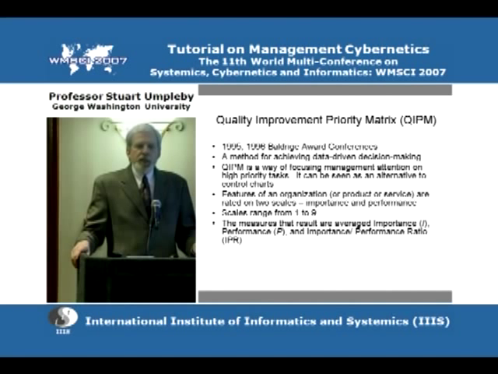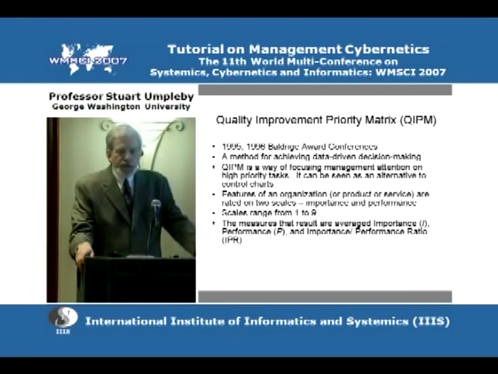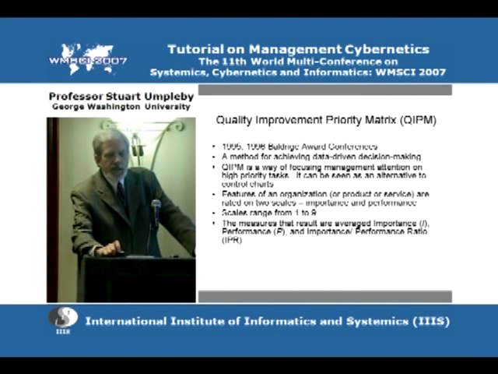So I'm going to explain to you quickly now what a quality improvement priority matrix is and how you can use it. It's a very easy to use method and has been used by many Baldrige Award winners, and it seems to be spreading. When I teach in Washington, each year more and more of my students say, oh, we use a process like that. So it seems to be catching on. So it's a way of focusing management attention on high priority tasks. It can be seen as an alternative to control charts.